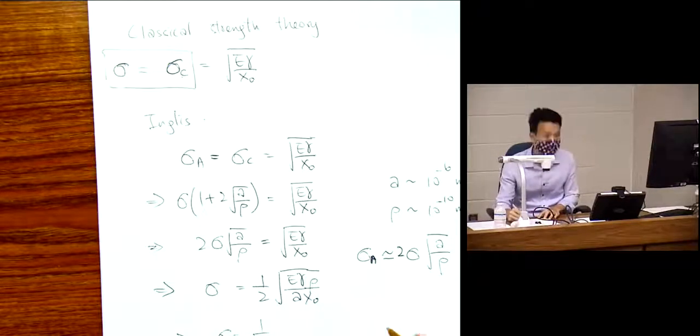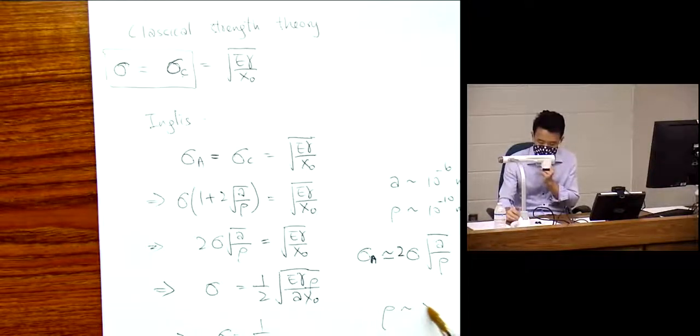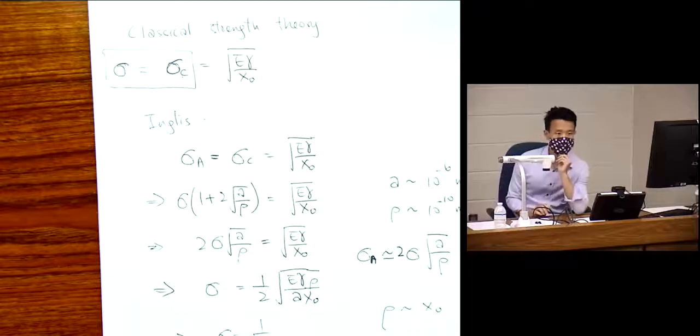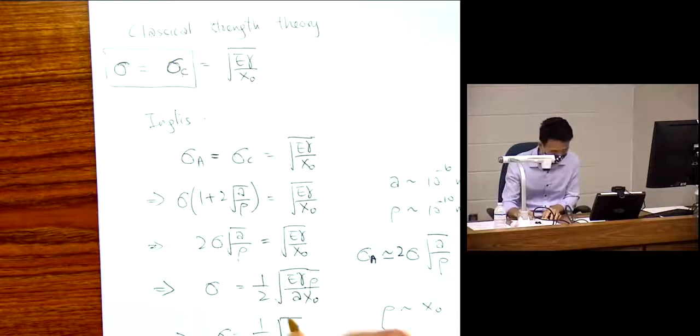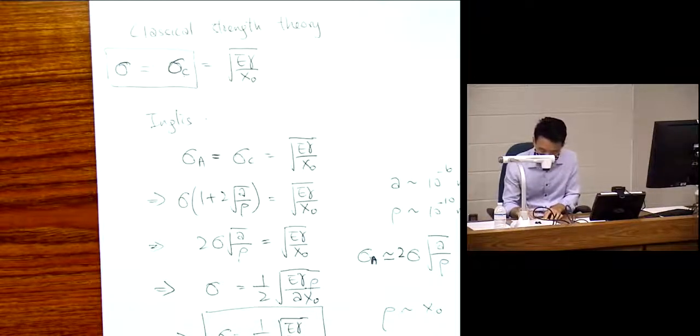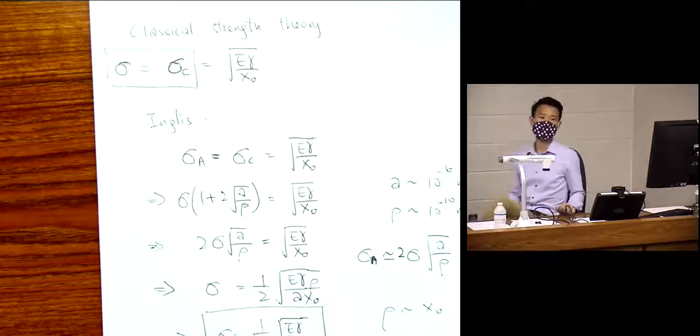So let's take one more assumption, right? Because we are looking at an atomically sharp crack, rho, the radius of curvature at the tip of the crack, is similar to x0, because x0 is the atomic dimension, the equilibrium distance. So we can eventually get to an improved version of the string theory.